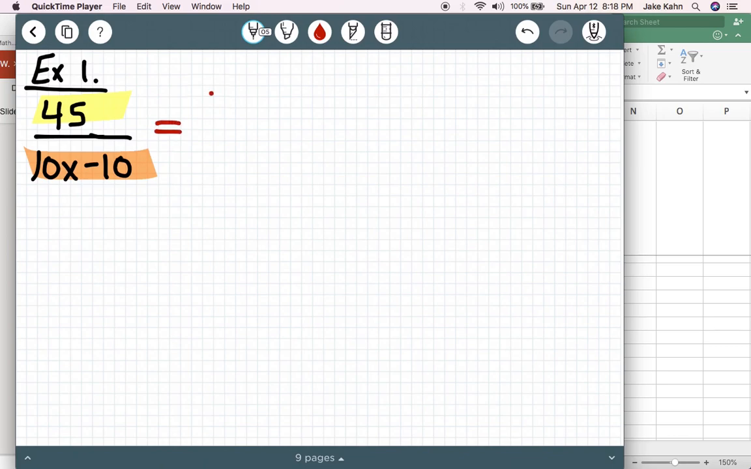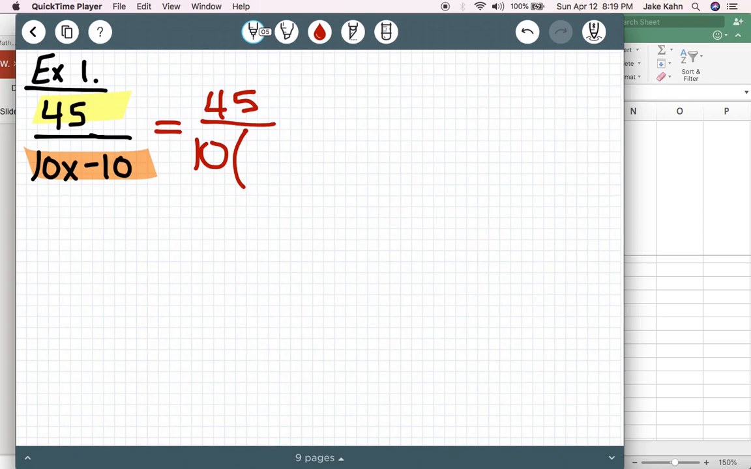The top stays the same. The bottom, we are going to take out a GCF. What goes into 10x and into negative 10? I hope you're thinking to yourself right now, just 10, right? Okay, so 10. What goes inside the parentheses?